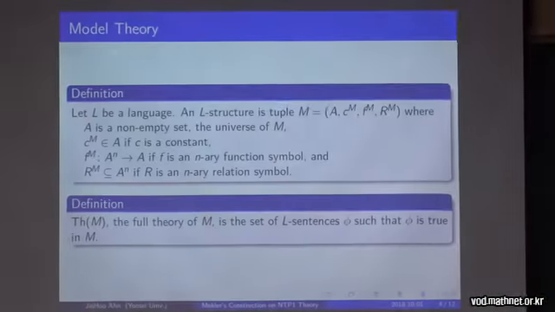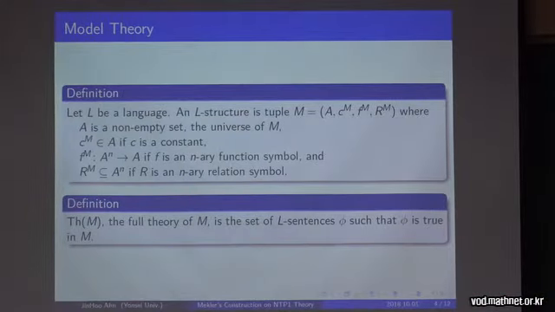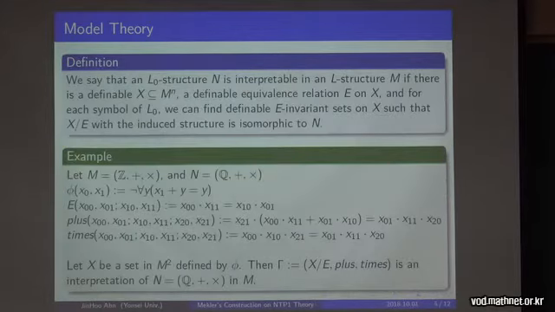Okay, so the basic idea is you think about some structure and you want to explain it by using some specific languages to find out what is true or what is false. And now I have to explain this definition of interpretability. We say that an L0 structure N is interpretable in an L structure M if there is a definable X, a definable equivalence relation E, and for each symbol blah blah blah.